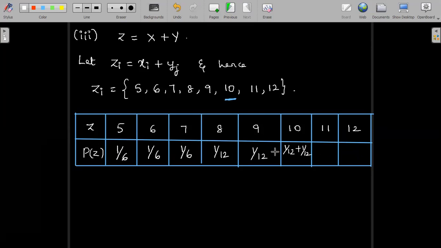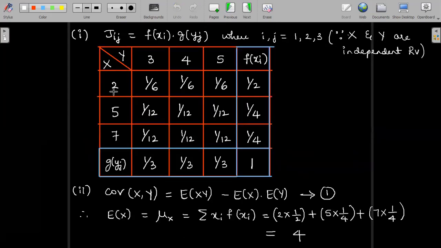1 by 12 plus 1 by 12. And here the sum is equal to 1 divided by 6. Let me show how it is. We are getting the sum equal to 10 by adding x is equal to 5 with y equal to 5. So 5 plus 5 is 10.